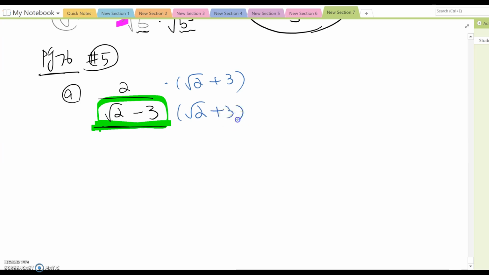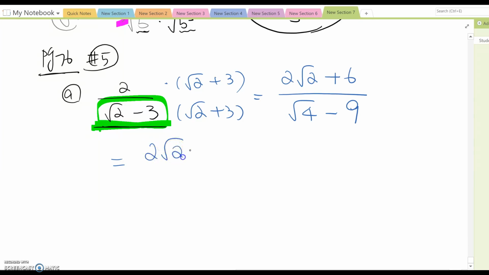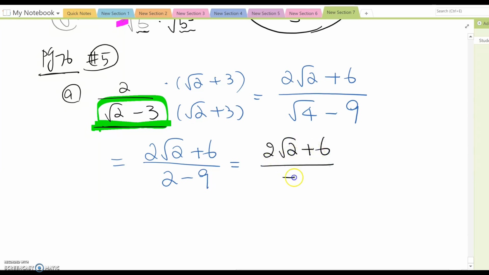If you do it, then this becomes 2 root 2 plus 6 over root 4 minus 9, right? Then it becomes 2 root 2 plus 6 over 2 minus 9. Therefore, the answer becomes 2 root 2 plus 6 over negative 7. That should be the answer for this problem.